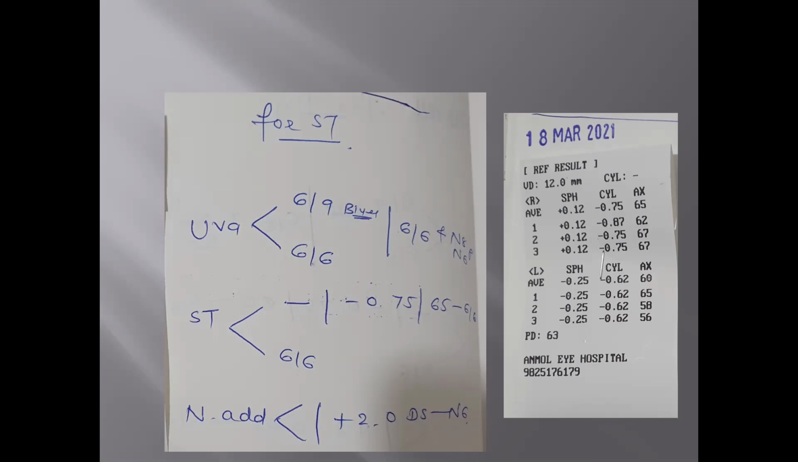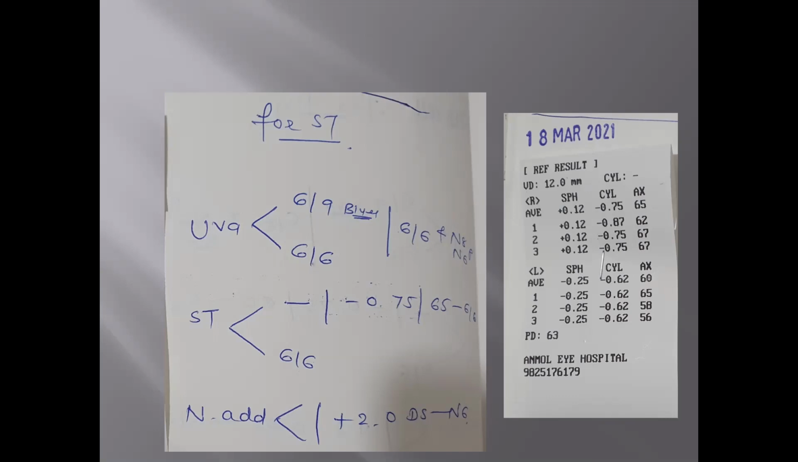And for near there is a +2 addition requirement because the spherical IOLs implanted in both eyes are the same. So that is the first case. Any query regarding this first case? No, sir. Okay, we will move to the second case.